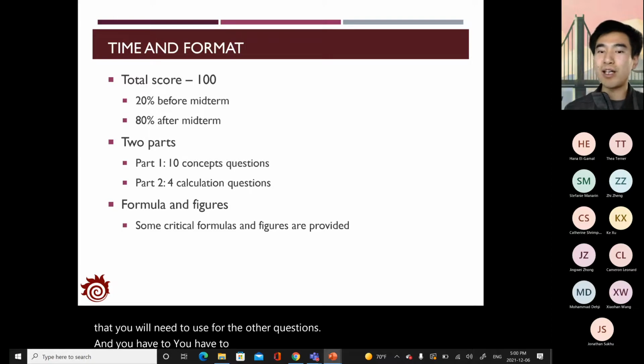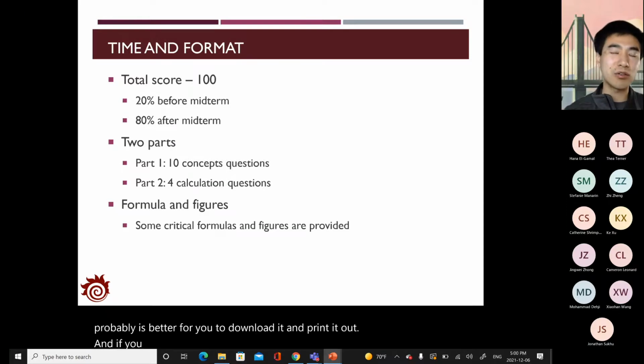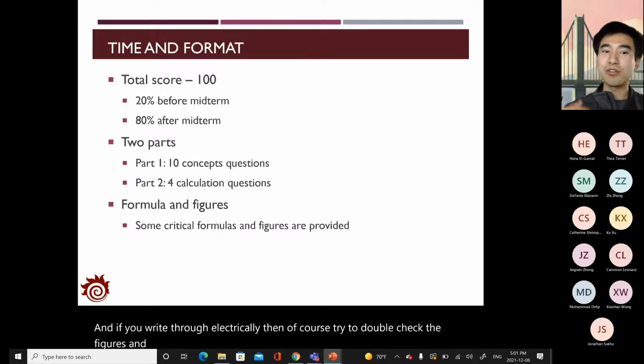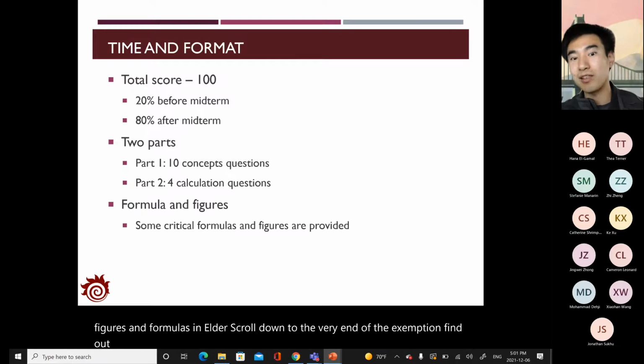If you plan to write everything by hand, it's probably better for you to download it and print it out. If you write electronically, then of course try to double check the figures and the formulas. You have to scroll down to the very end of the exam sheet to find those formulas and the figures.